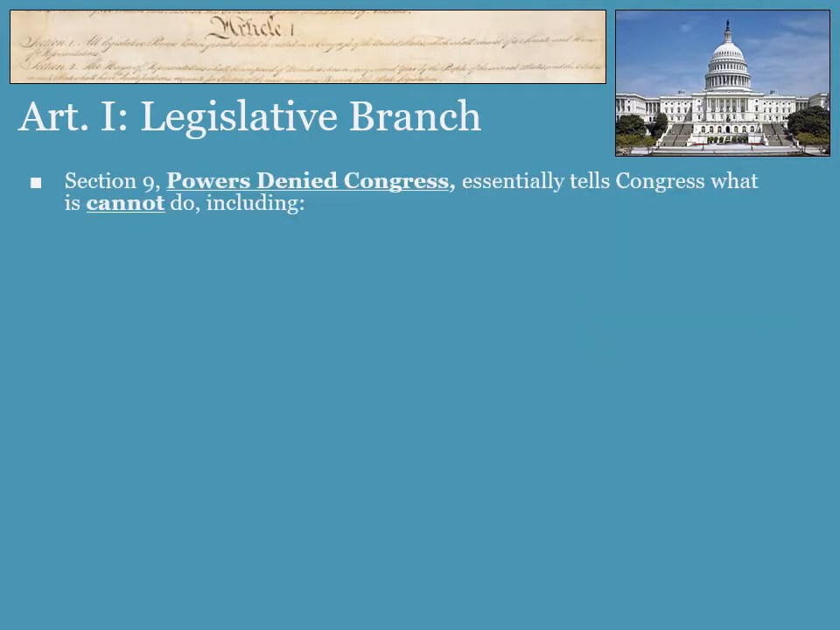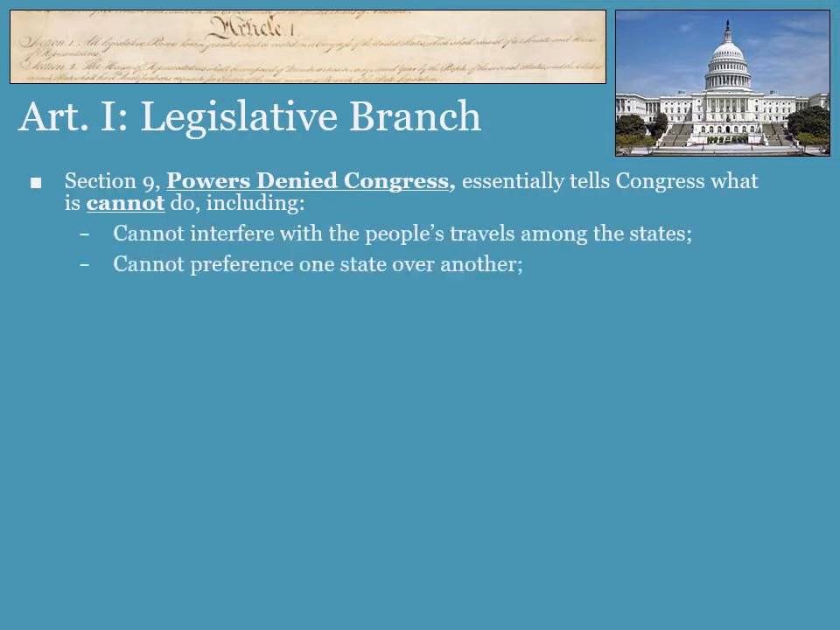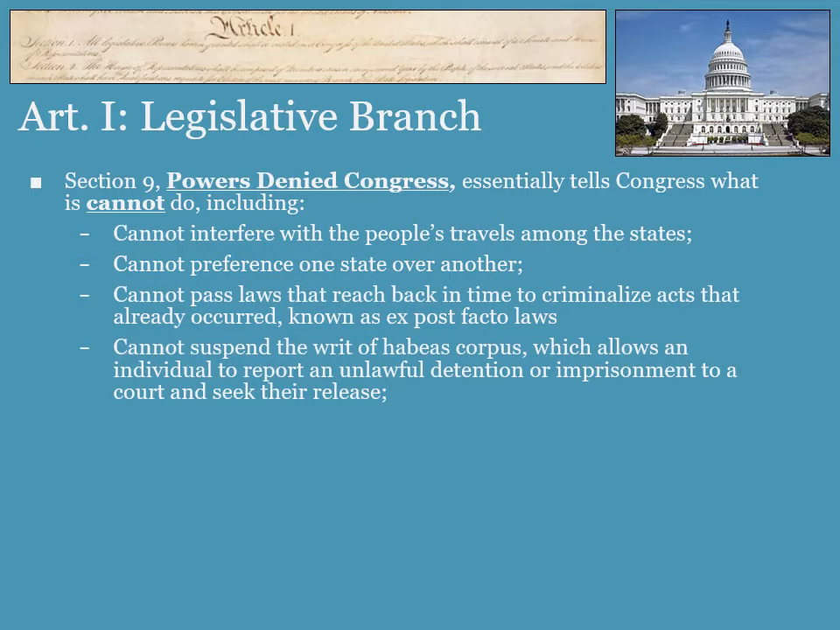Article 1 also contains some restrictions on congressional power. Section 9 prohibits Congress from, among other things, interfering with travel between the states, favoring one state over another, and from creating laws that are applied retroactively, which the Constitution calls ex post facto laws, or interfering with an individual's ability to petition the courts for release if they believe that the government has illegally detained them.